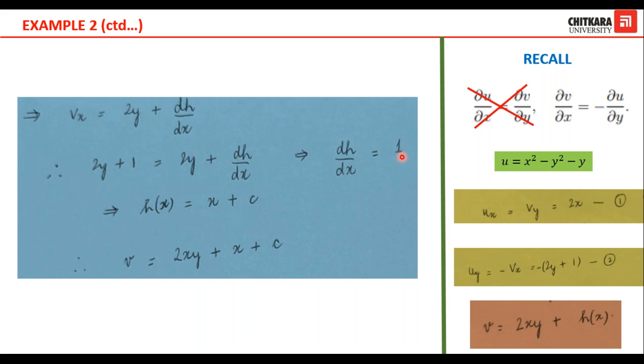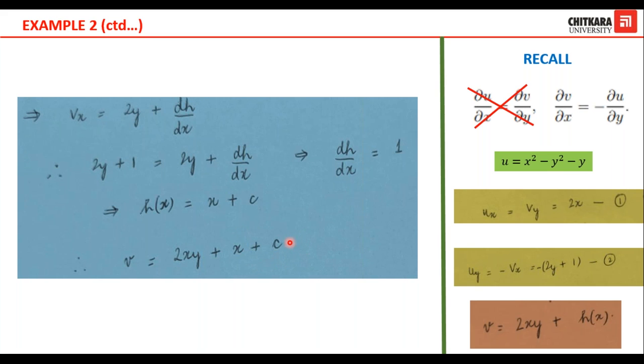as 1. So simple calculus, if dh by dx is 1, how will you get the value of h? h(x) will be simply, you will integrate it with respect to the variable x. So you will get x, and since no variable was kept constant, you will get a numerical constant c over here. And you can plug in this value of h(x) in the last step, that is v. So your v expression will become 2xy plus x plus c, right?